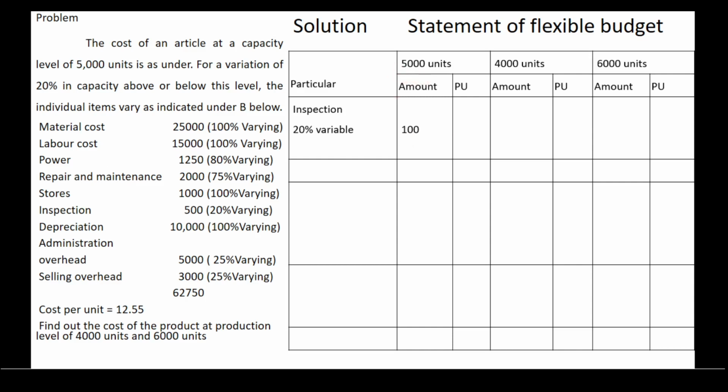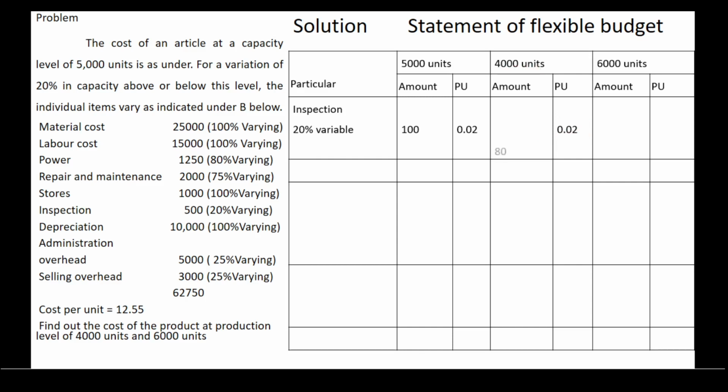So how do we calculate the cost per unit here? If we divide this 100 rupees by 5000 units, we get to know the cost per unit. So that is 0.02. So this is the variable. Here the cost per unit is constant in all capacity levels. Okay, so that's why under the 4000 units, here also the cost per unit is 0.02. So this cost per unit is multiplied with the 4000 units.